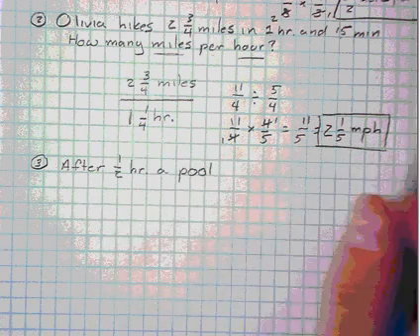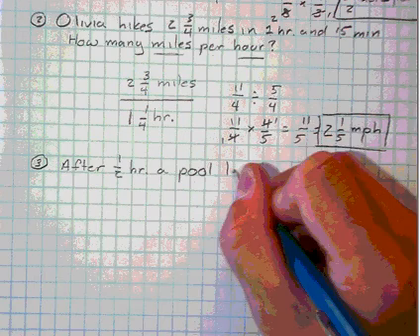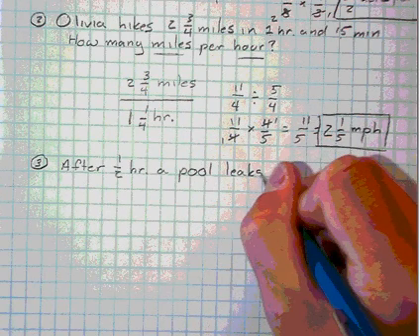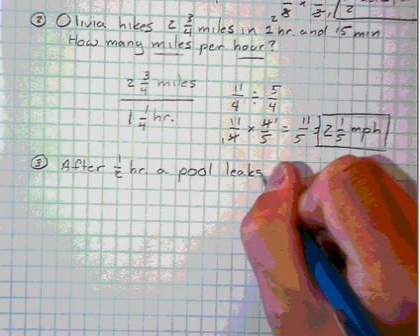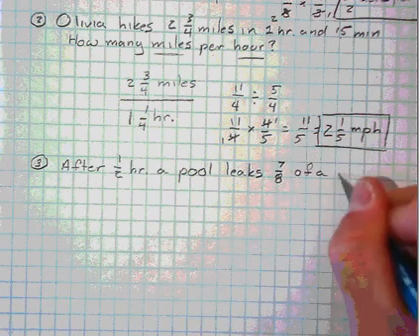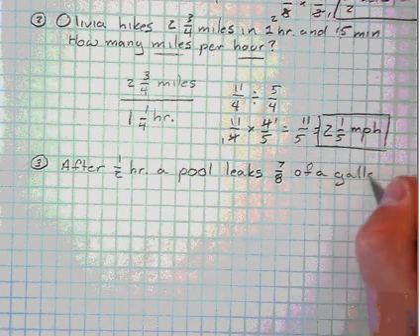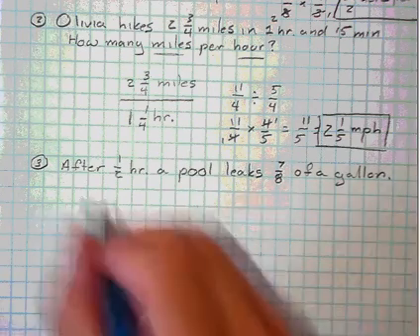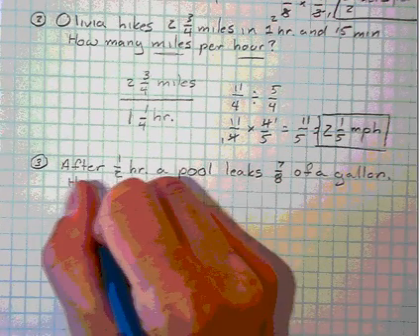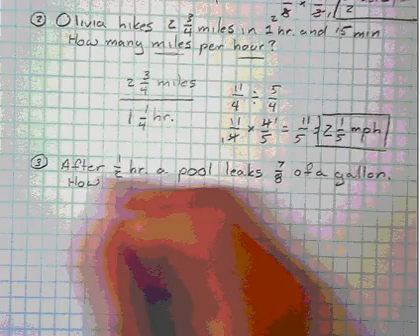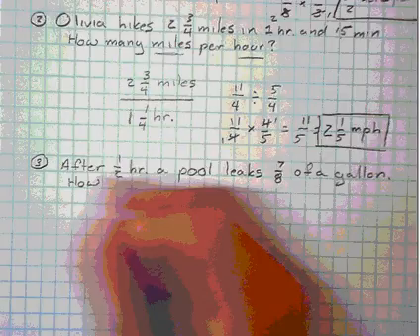So after half an hour, a pool leaks 7/8 of a gallon. So our question: how many gallons per hour?